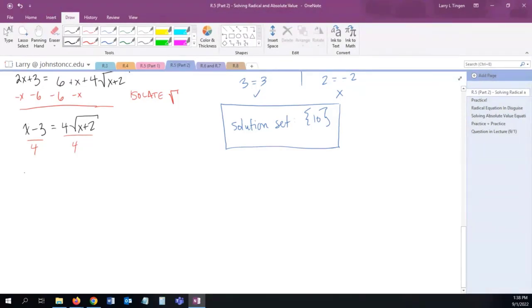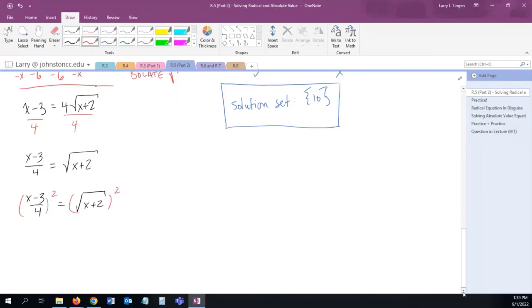So that is x minus 3 all divided by 4 is equal to the square root of x plus 2. The radical is by itself. The only way to get rid of that radical is to exponentiate both sides. So what power do I raise both sides to? A second. Seems to be a theme, right? Squared.